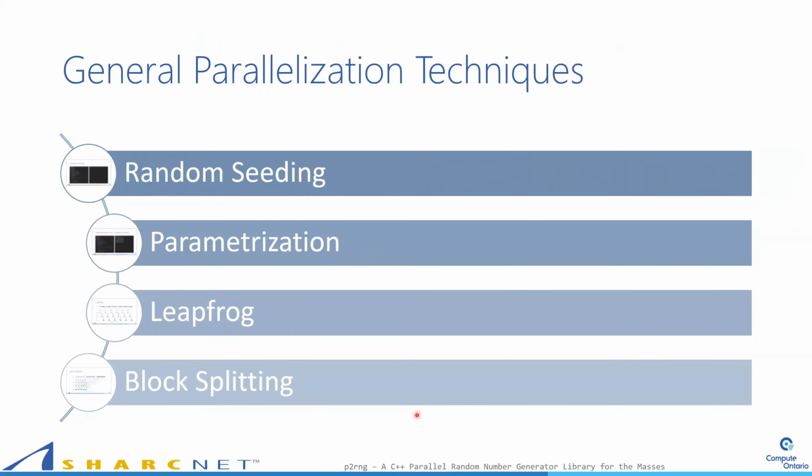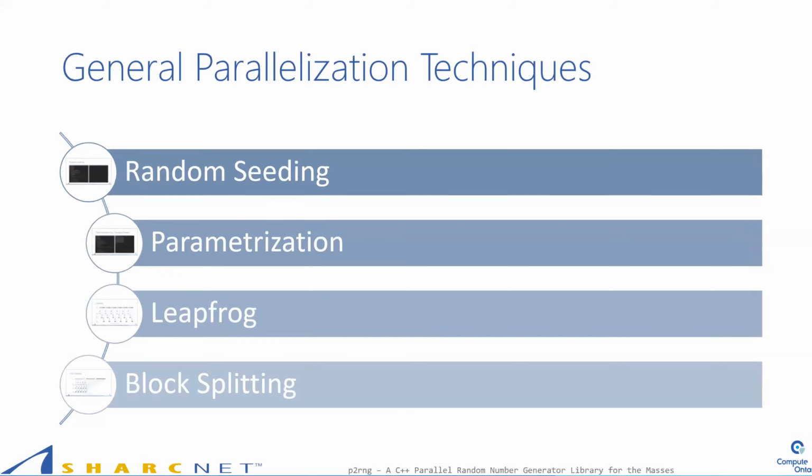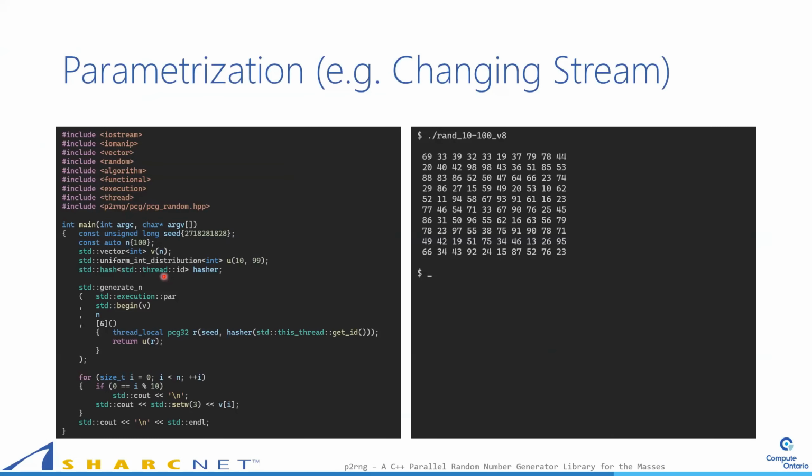Let's go to the second technique, which is parametrization. In parametrization, all parallel threads use the same type of generator, but with different parameters for each thread. For example, LCG generators, for example, Lehmer that I showed you, support an additive constant for switching to another stream, which is called multiple streams. To do that here, we need to use a generator or an engine that supports this feature.